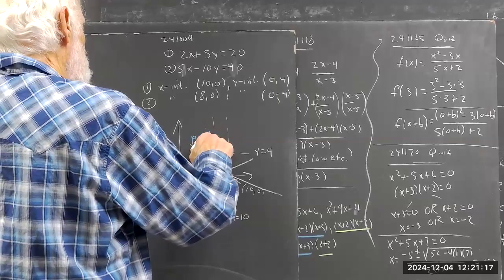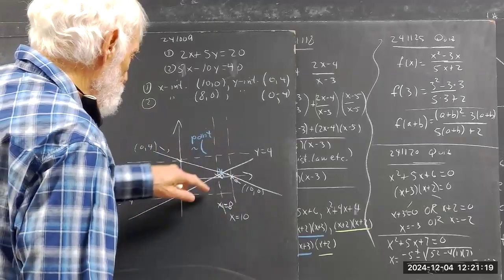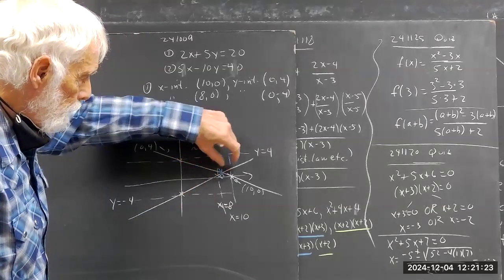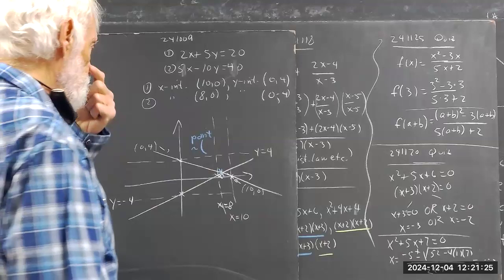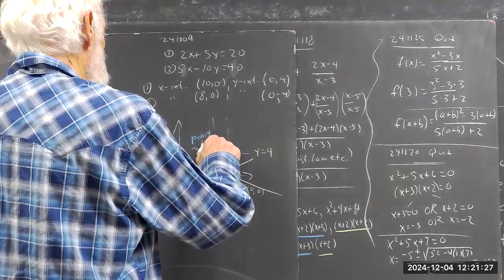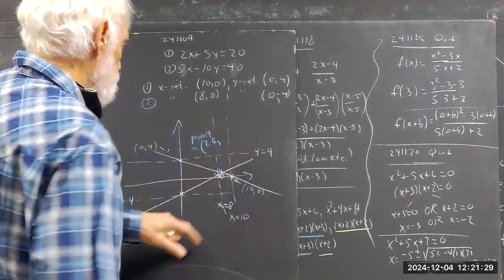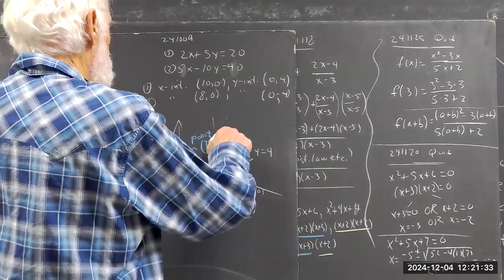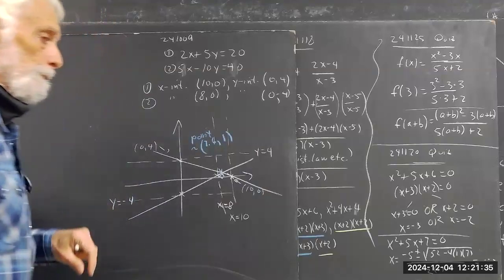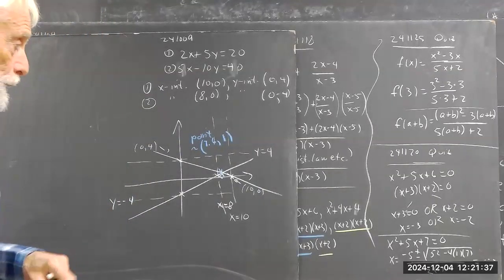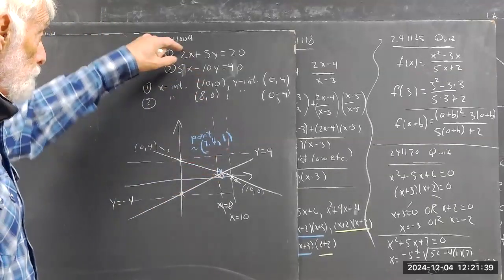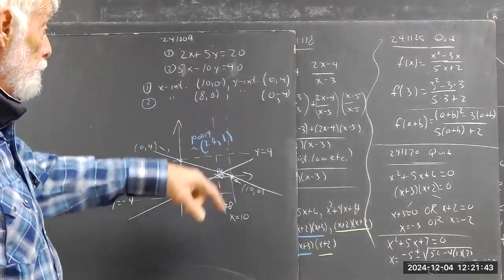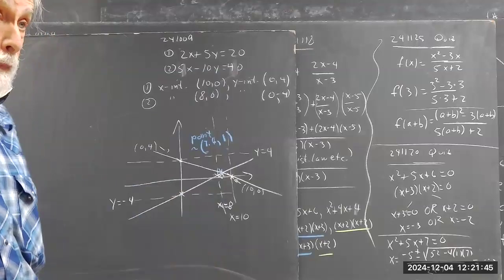The point is approximately equal to, well, if this is 8 and this is 10, this is less than halfway between 8 and 10. So I'm going to say it's about 7.6. And the y coordinate looks like it may be about 1. Now, if I plug 7.6 and 1 back into each of these equations, I should get something pretty close to 20 in this one and pretty close to 40 in this one.